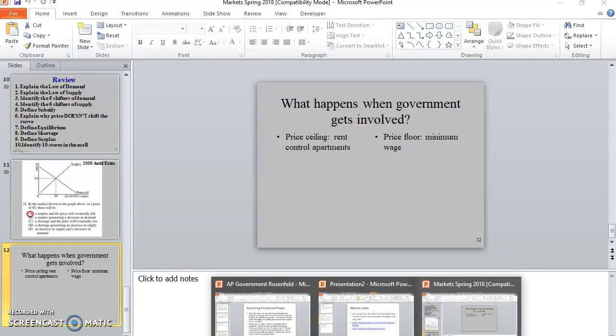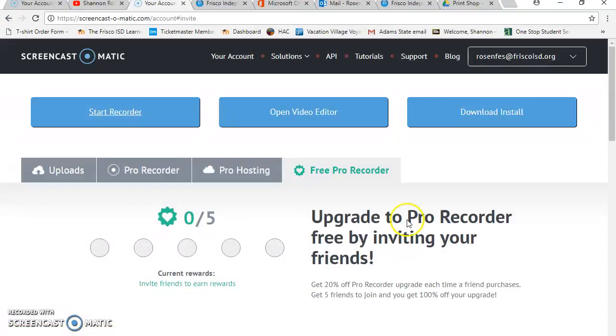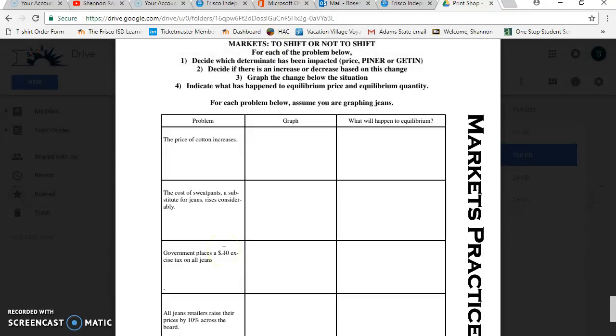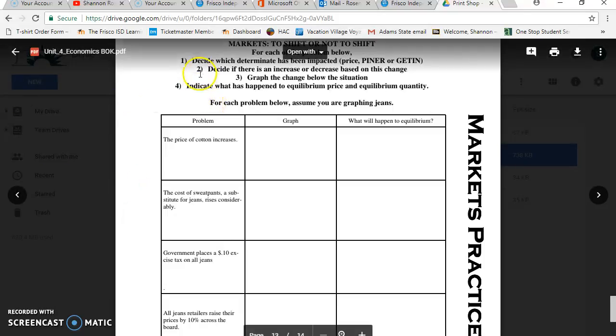Okay, you guys, so now what we're going to do is you are actually going to do a little bit of practice, if I can figure out where it is. Okay, all right, so if you turn in your BOK to the markets practice sheet, we're going to practice just like we've been doing before, and we're going to try to indicate, so we're going to have a situation, then we're going to have a change, and then we're going to have to say what happened to the equilibrium, okay?